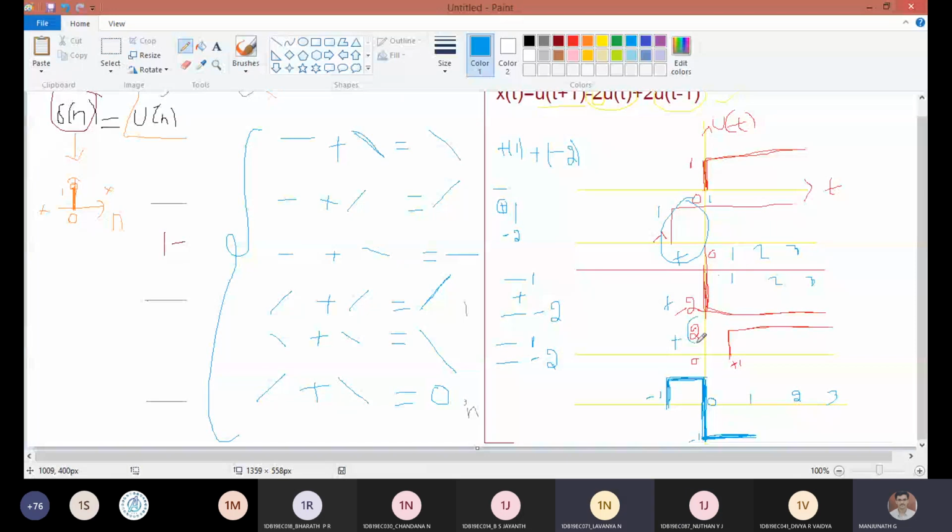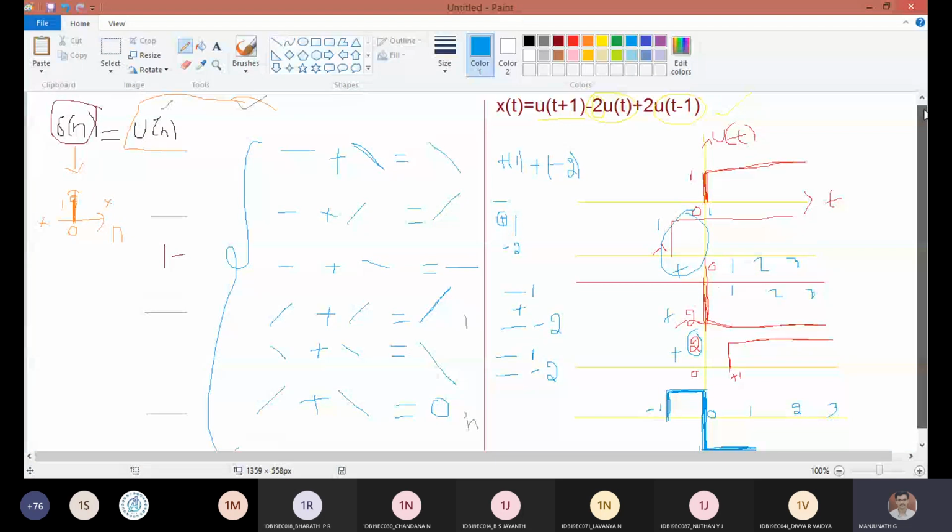Look at signal number 3. That is why I told you to be careful. I'm plotting 2 times u of t, which means it is +2. So there is again a constant signal, but the amplitude is +2. See what I wrote now: adding from this category, 1 -2 +2 gives 1. The -2 and +2 get cancelled. So a constant signal will be there, but the amplitude is 1.